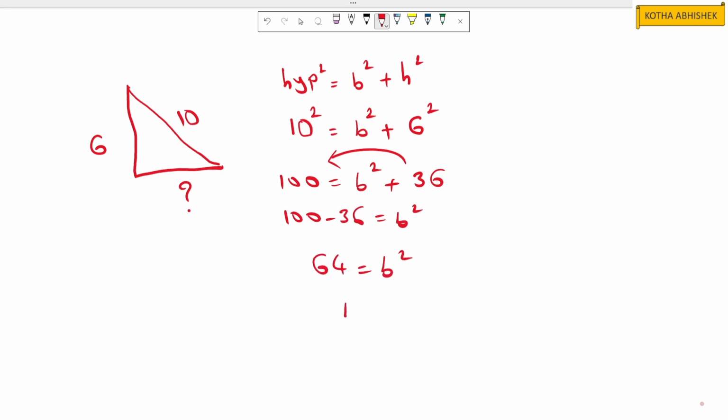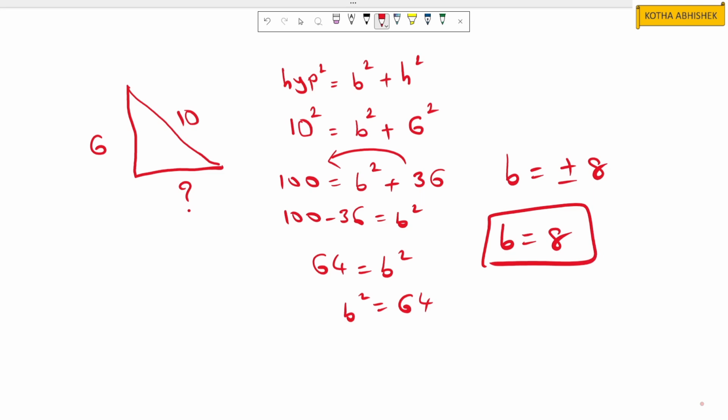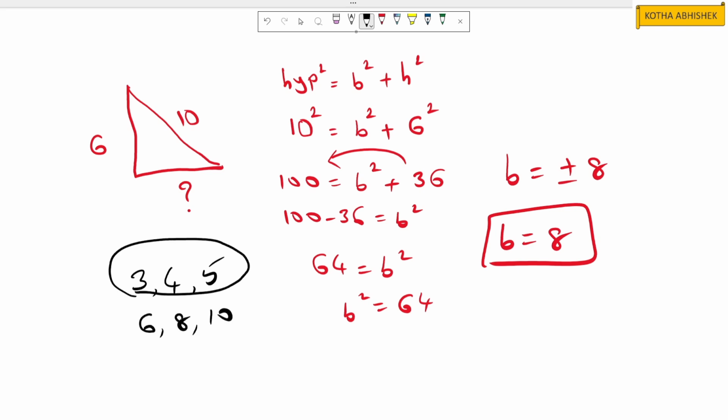So b square is 64. It means some number squared is 64. What is that number? 8. So the b value is plus or minus 8. As I said previously, sides cannot be negative, so we will take the base value as 8 units. Now, if we observe the previous question and this question, in the previous question we got the sides as 3, 4, 5, and in this one 6, 8, 10. These three numbers 3, 4, 5 or these three numbers 6, 8, 10 are called Pythagorean triplets. Like this, many more exist.